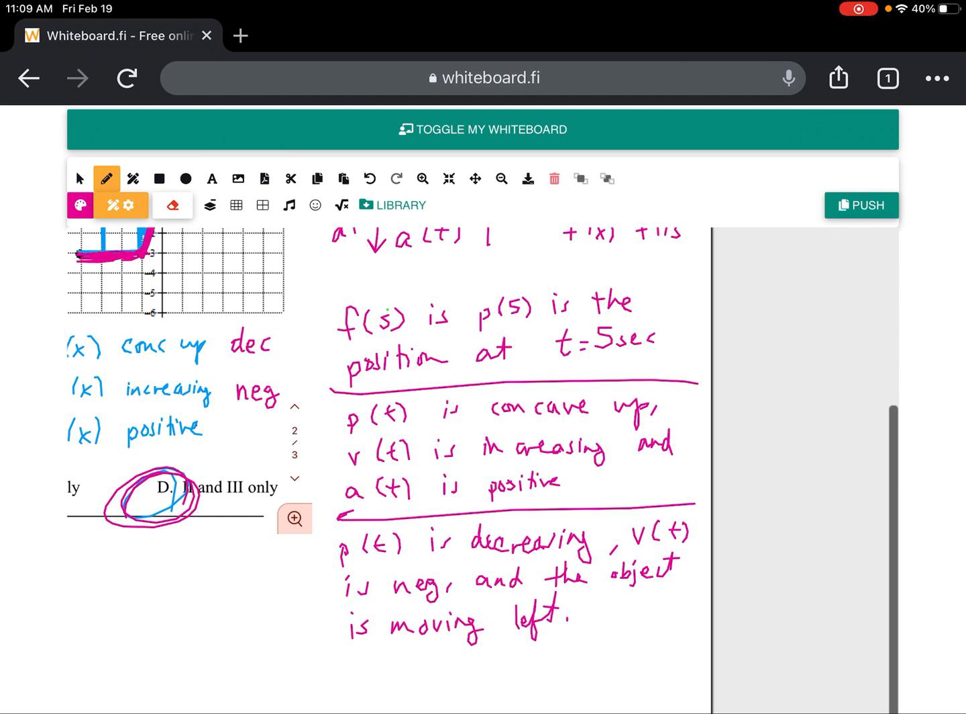Okay, how would that show up on the graph of velocity? Well, we said velocity is negative, so this would be negative on the graph, which is below the x-axis.